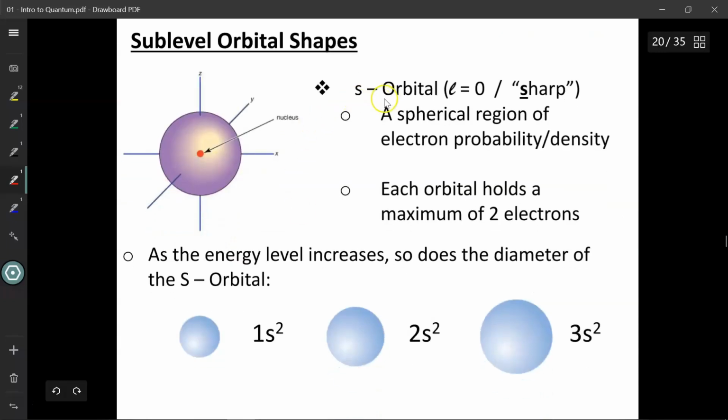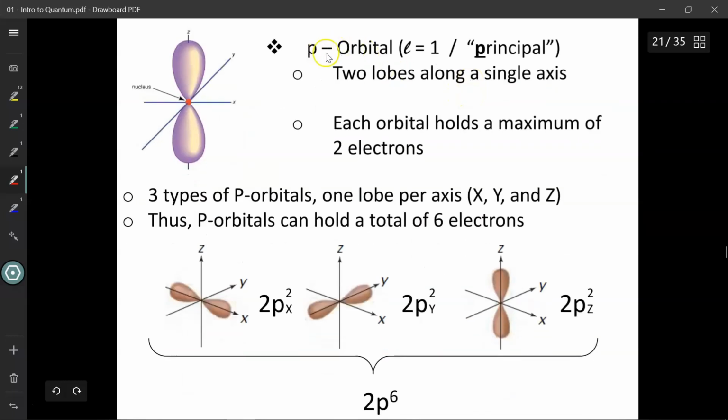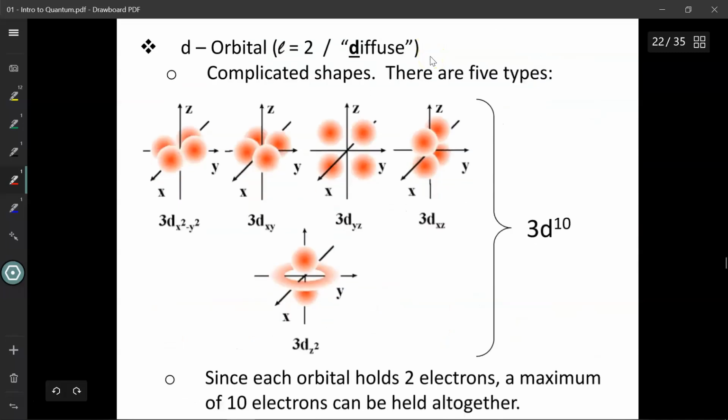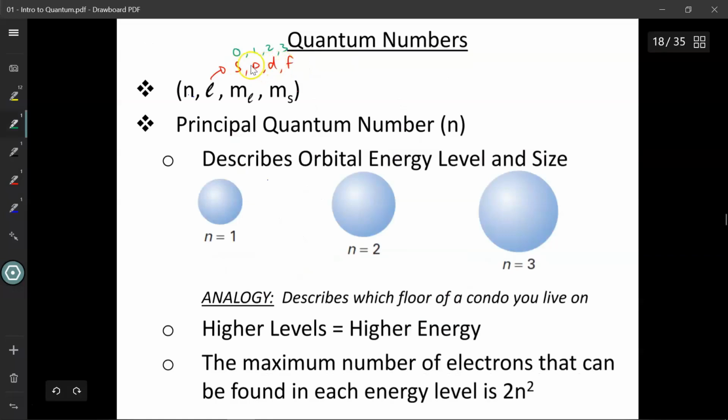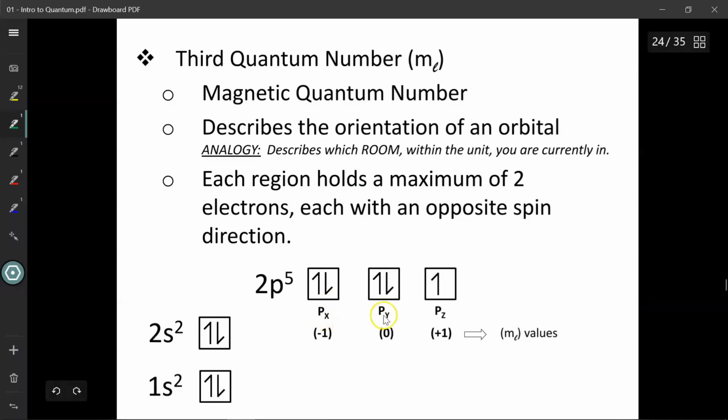So sharp orbitals are given an L value of 0. P, or principal orbitals, are given a value of 1. D, diffuse orbital types, are given a value of 2. And F, fundamental orbital types, are given a value of 3. So if S, P, D, and F are assigned their own numerical values, then Px axis, Py axis, and Pz axis should be assigned their own numerical values as well.